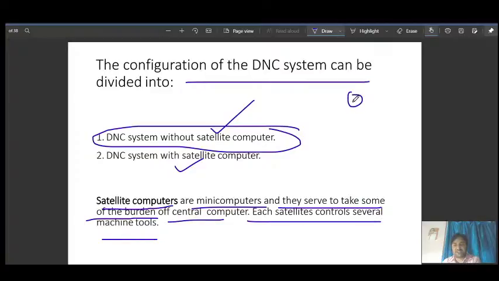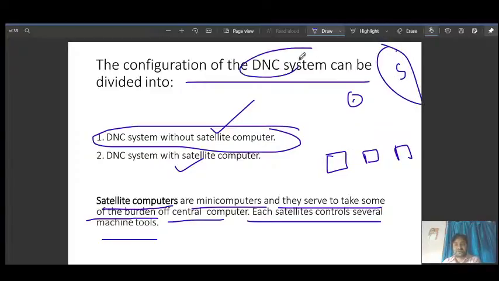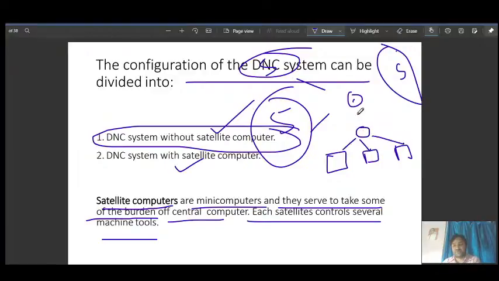So we will have a central computer here, and machine tools here. If the number of machine tools is large, like 5 machine tools here, 5 here, 5 here, all connected to a central computer, what we can do is use a buffer storage in between. This middle storage system you can consider as a satellite computer, and the central computer remains as the main computer. So this becomes a satellite computer, and it reduces the burden on the central computer.